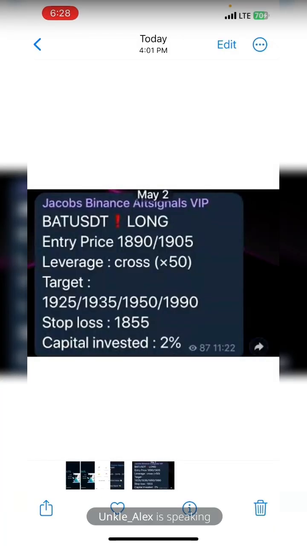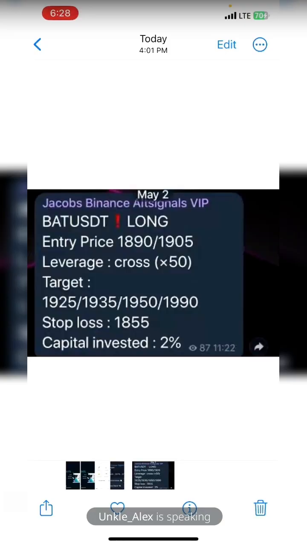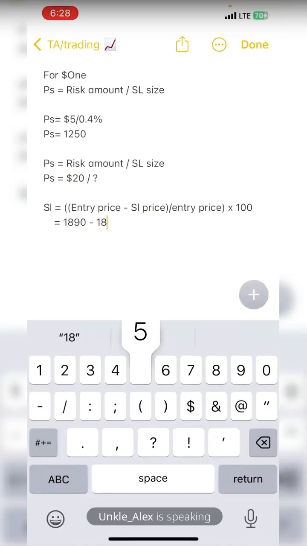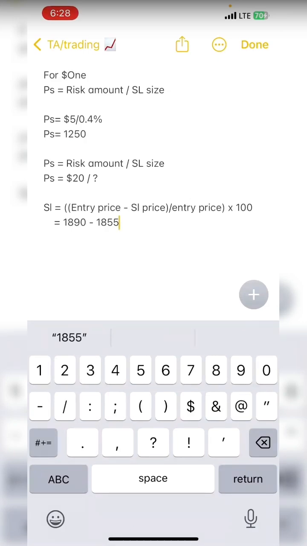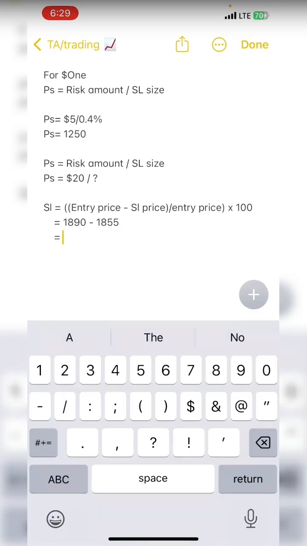You write 1890 minus, what is our SL price? 1855. Don't be deceived, don't allow this to discourage you. Futures trading is not that hard, but these little things are necessary so you don't lose much. You understand? As time goes on, you become used to it. Now, 1890 minus 1855 is, sorry, 35.